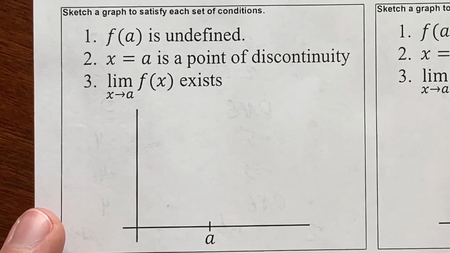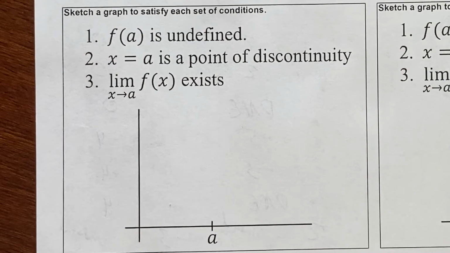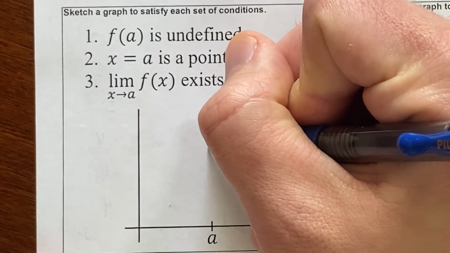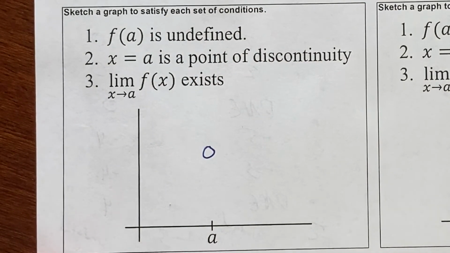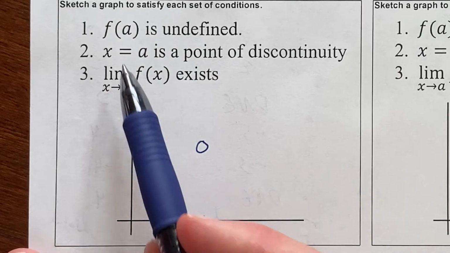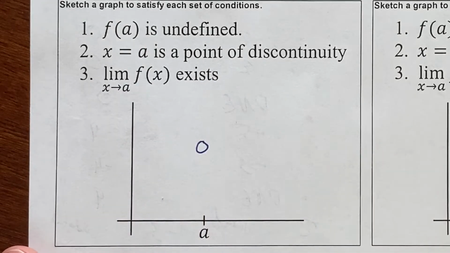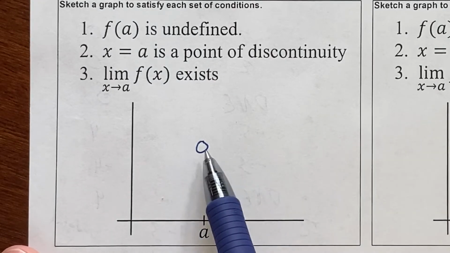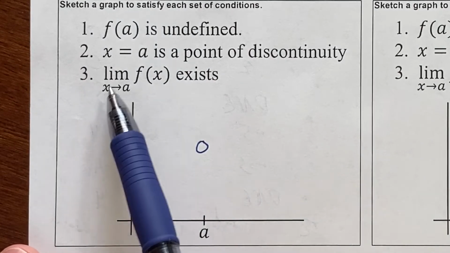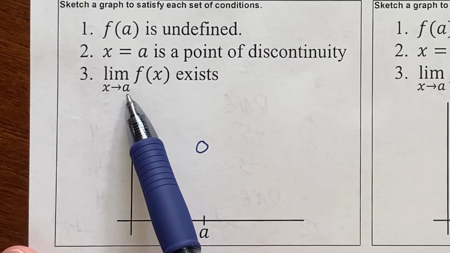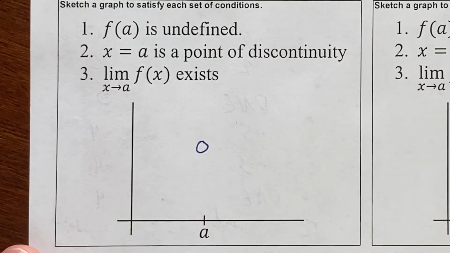Let's sketch a couple more. So this is a little bit more abstract here. We've got f of a, our point A right here, is undefined. So when I plug A in, I'm going to get an open dot right there. The reason it's an open dot is because it says x equals A is a point of discontinuity, not like an asymptote or something like that. So it's a point discontinuity, and it says the limit as x approaches A exists.